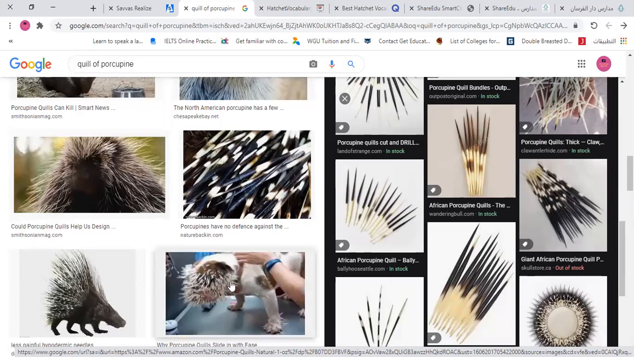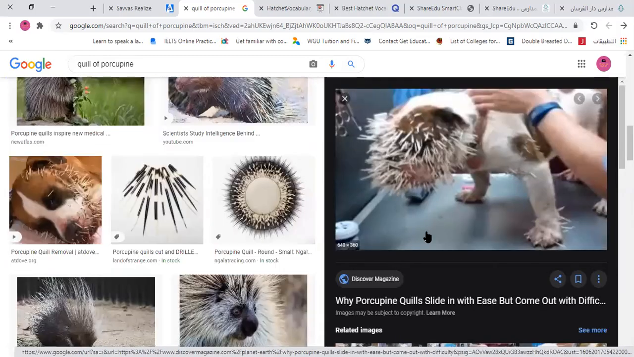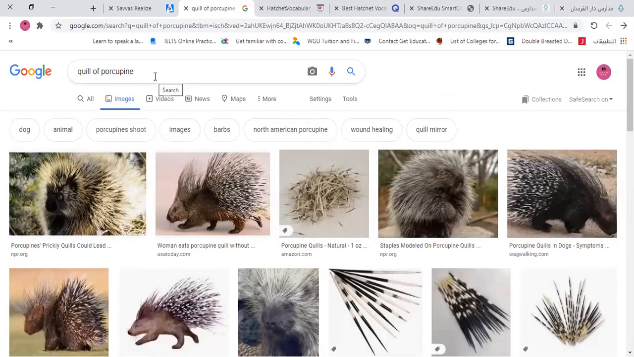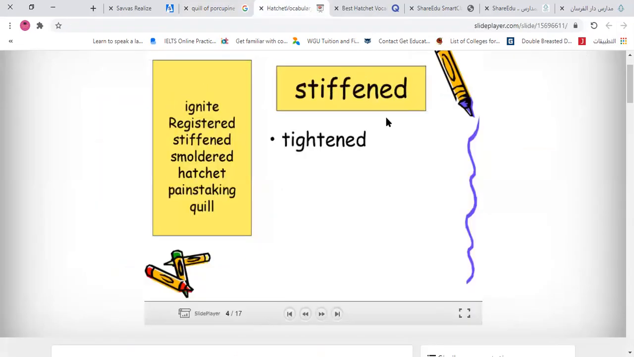You see this one, the poor dog right here, he had some coils on his face. He tried to touch him, but he was all ruined. Okay, this is coil. And then the next word we have is stiffened. Stiffened, it means tightened.